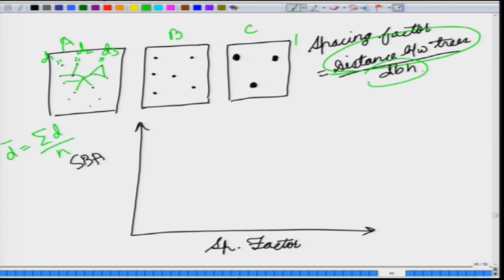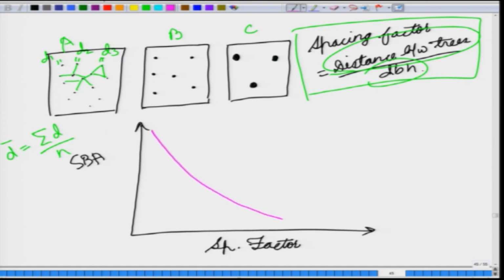Now, spacing factor is the average distance between the trees divided by the average dBH of trees in your stand. And if you plot a curve between the stand basal area and the spacing factor, you get a curve like this. So, what is this curve telling you, or how do you decipher this curve intuitively?